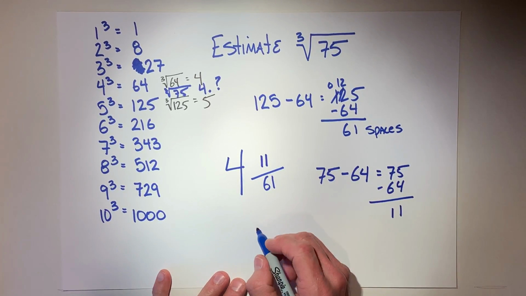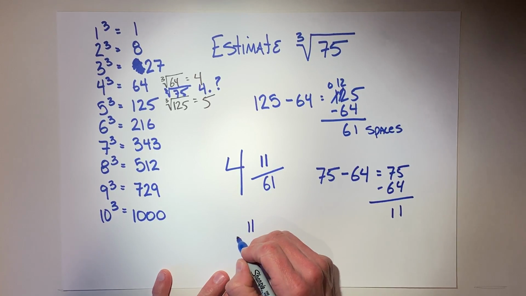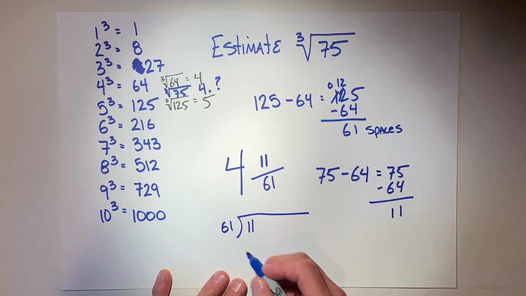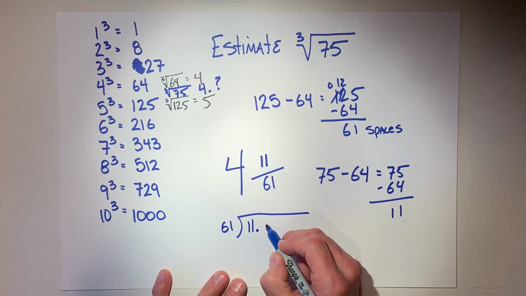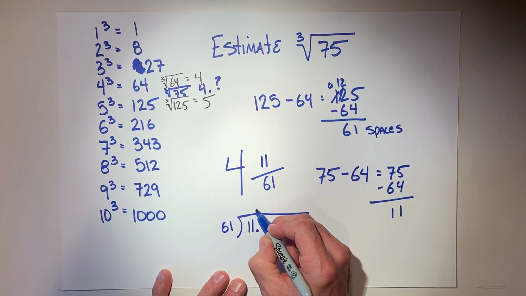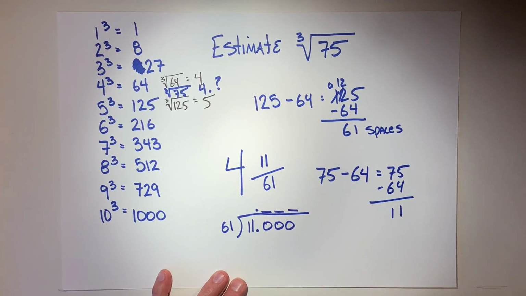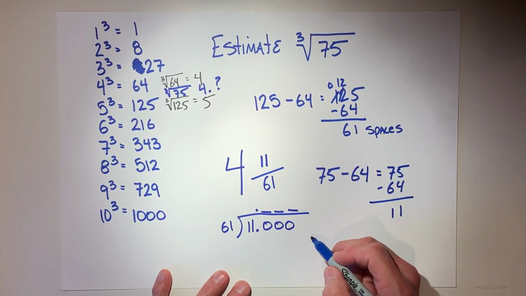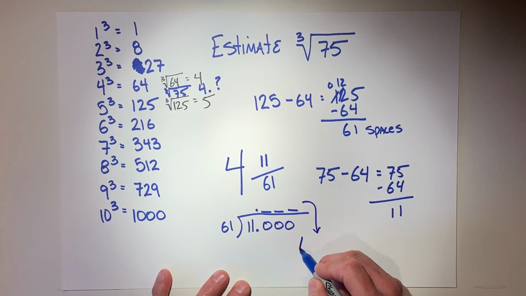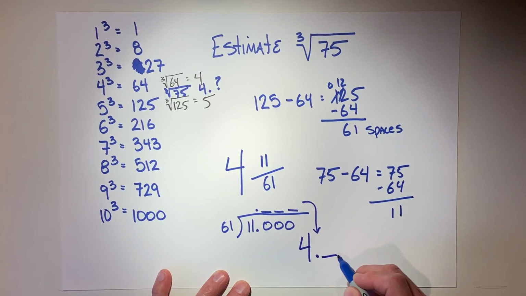Now I'm not going to pretend that's very pretty, but we put 11 on the inside, we put 61 on the outside, we add a decimal and some zeros, and we're going to get some numbers here, and that will be sufficient for our answer. And our answer will therefore be, when we plug this in, 4 point whatever we get.